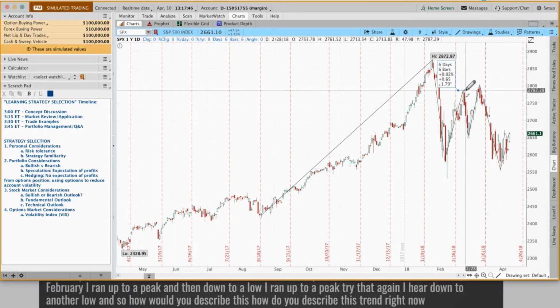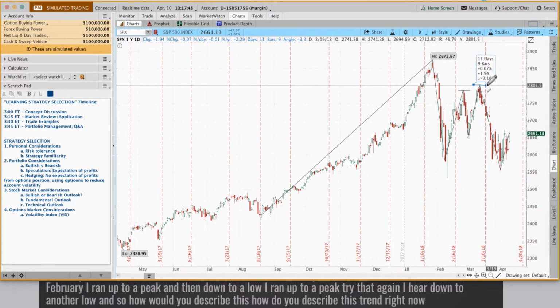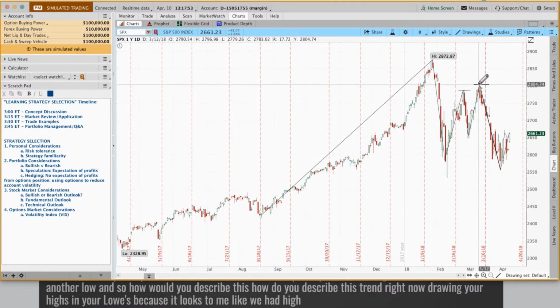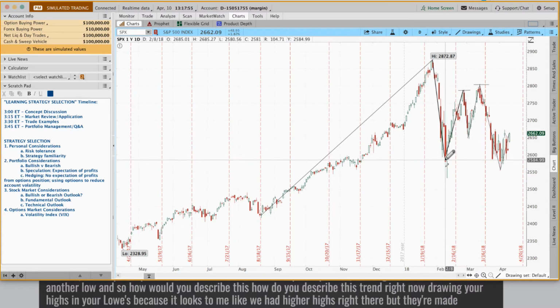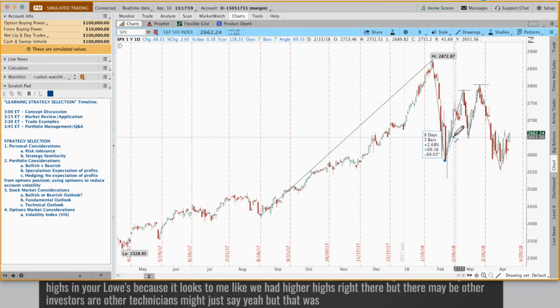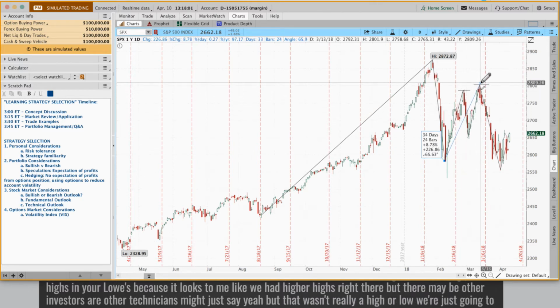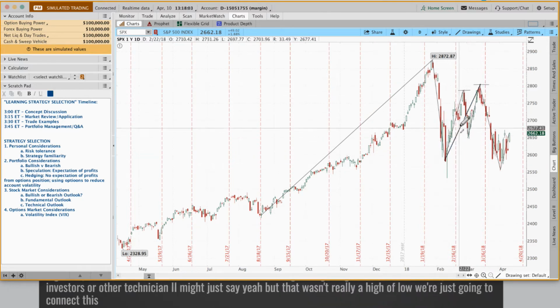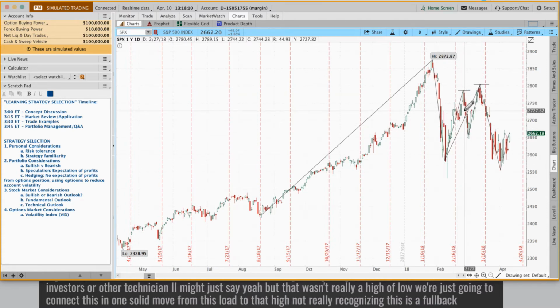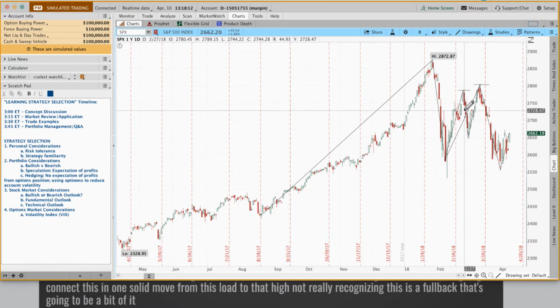Well, it depends on how you're drawing your highs and your lows, because it looks to me like we had higher highs right there, but there may be other investors or other technicians who might just say, yeah, but that wasn't really a high and a low. We're just going to connect this in one solid move from this low to that high, not really recognizing this as a pullback. That's going to be a bit of a, there you go, Yusuf.